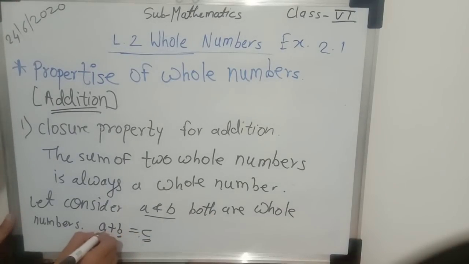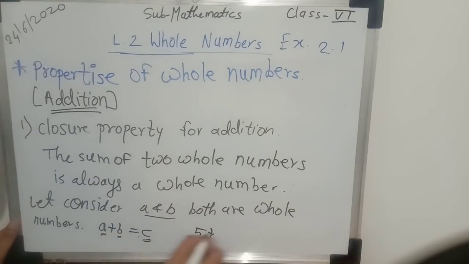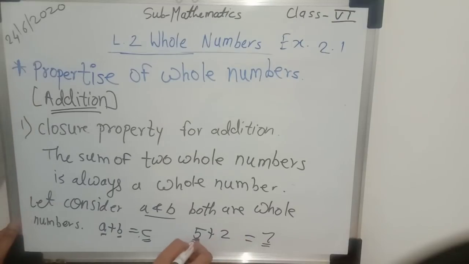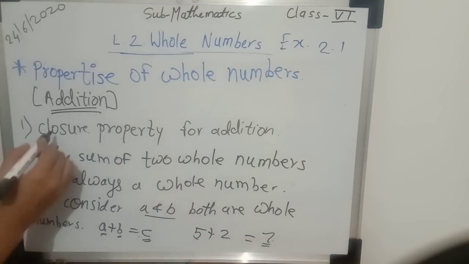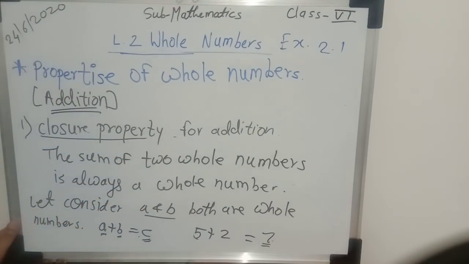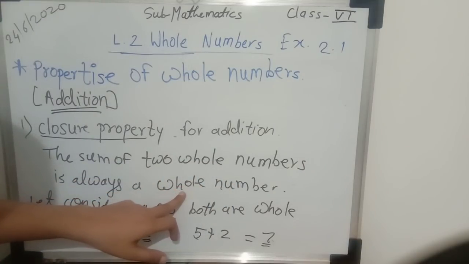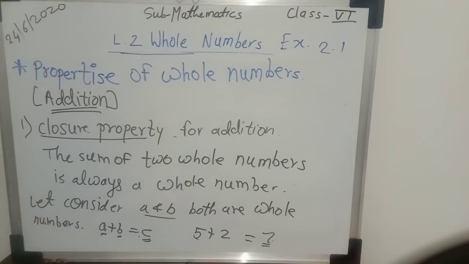For example, in place of A we'll take 5, and we'll take 2 here. So 5 and 2 are both whole numbers, and the sum 5 plus 2 is equal to 7. So 7 is also a whole number. When we get this kind of answer from whole numbers, we can say it is the closure property of addition, or addition under the closure property. So the sum of two whole numbers is always a whole number. Whenever you add whole numbers, the answer is also a whole number, and that is the closure property of addition.